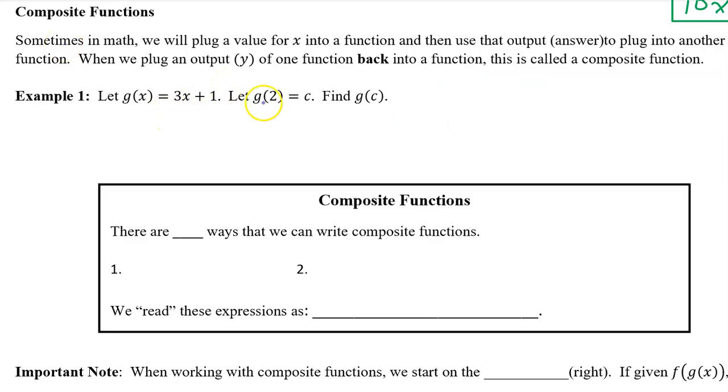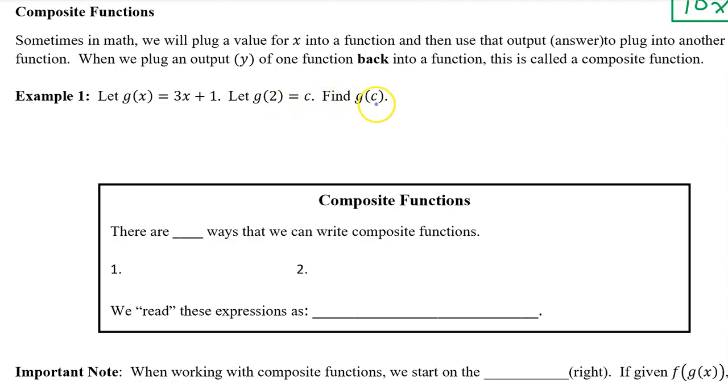When you plug the output value of a function back into a function, it's called composite functions or function composition. For example, let g of x equal 3x plus 1. Let g at 2 equal c.